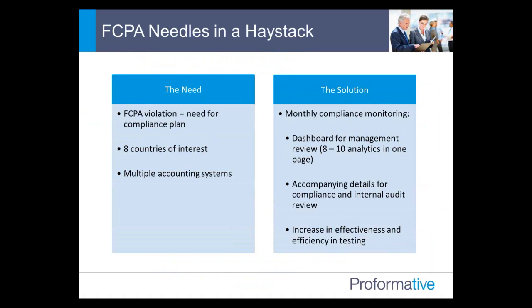Some of them are around keywords, vendor types, vendor additions, changes, cash transactions. They can see all of those analytics, and then accompanying that is an Excel file that then provides their internal audit, compliance, and accounting teams all of the details that they need. So it's a pretty simple solution, really, that provides everyone from management all the way down to internal audit staff what they need to effectively and efficiently perform their monthly testing for FCPA risk. And that's just one example of a solution, when it comes to an FCPA compliance need.